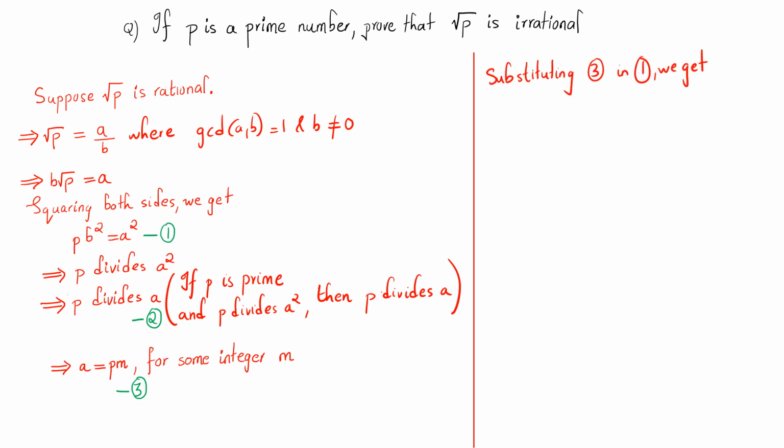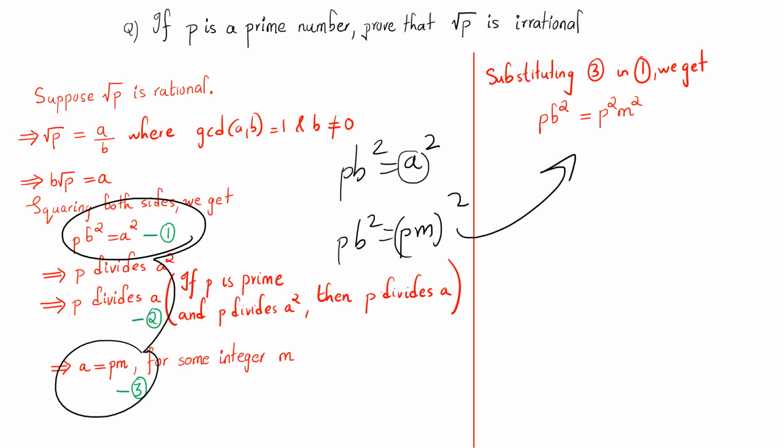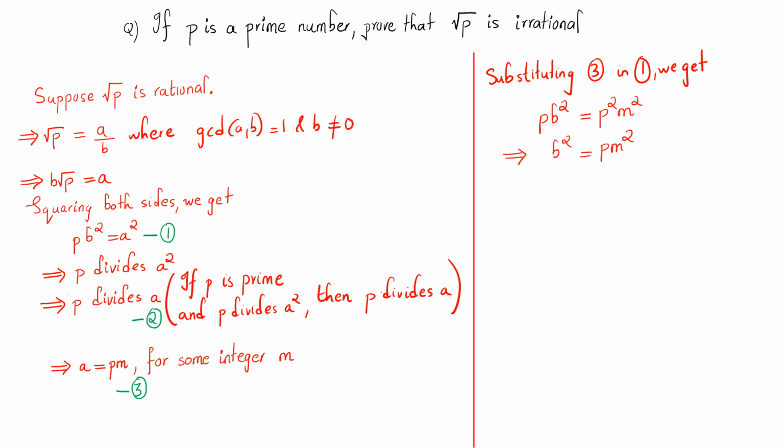Now a is a multiple of p, correct? So if you substitute this equation 3 in 1, we have p b square is equal to a square, but a will be replaced with p m. So that means p b square is equal to p m the whole square. Once you substitute that, we'll get p b square is equal to p square m square. Now we can cancel one of the p's here. So we'll get b squared equals p times m squared.